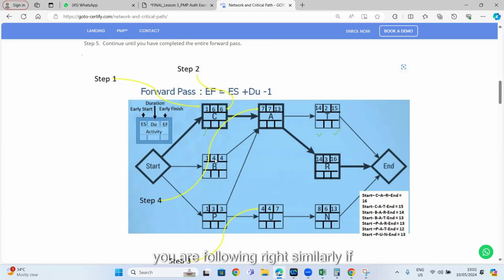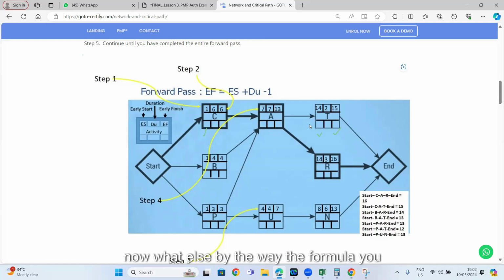Following, right? Similarly, if activity B is for 4 days, earliest it can start is with the start of the project on day one, and it will take 4 days. So it will finish on the end of day four. And similarly, we saw a similar kind of example a while ago, that C, B, and P are all dependent on the predecessor for these three is start. Like with the start of the project, these three activities are starting in parallel. All good. Now, what else?